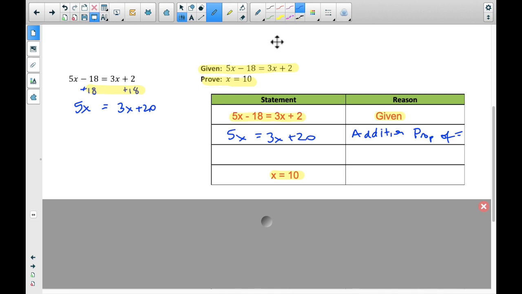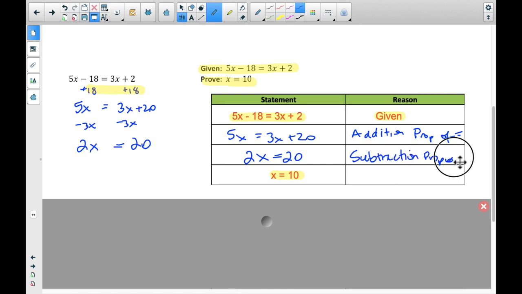Okay, next I'm going to do minus 3x from both sides. And when I do that, I get 2x equals 20. How do I know that 2x equals 20? Because I subtracted 3x from both sides. What property is that called? That's called the subtraction property of equality. And finally, now I'm ready to say x equals 10.